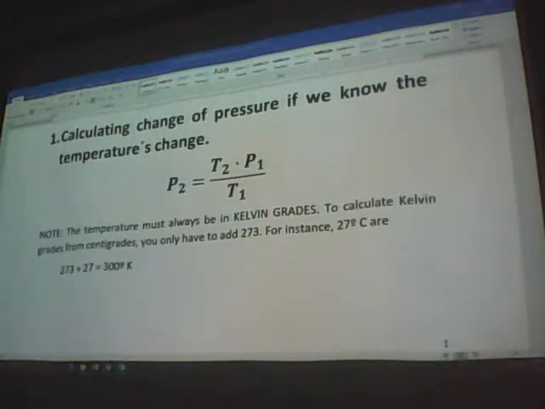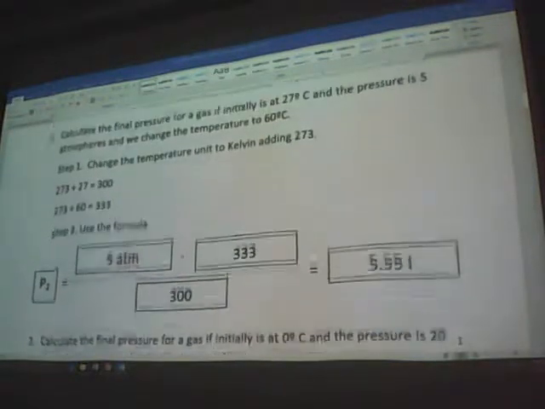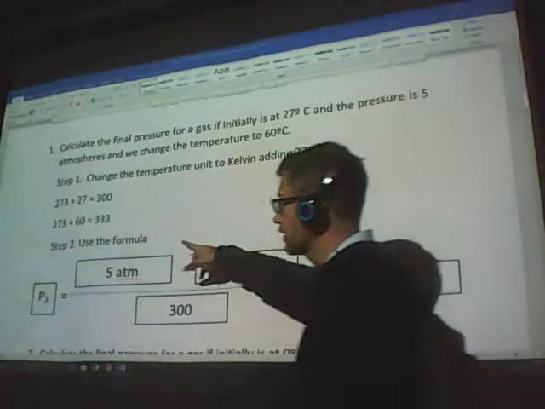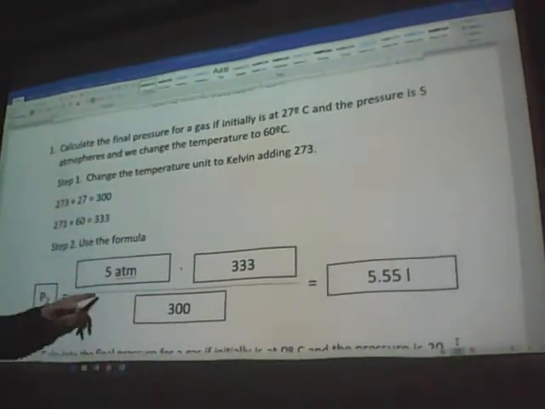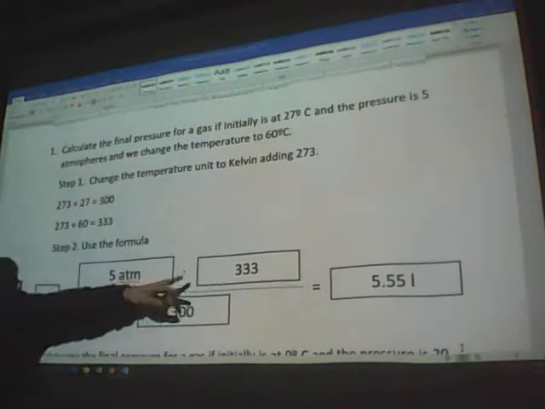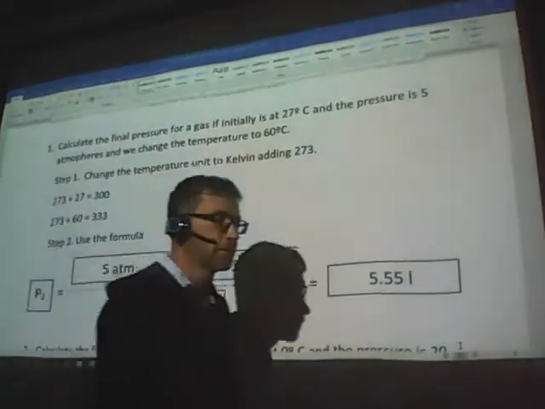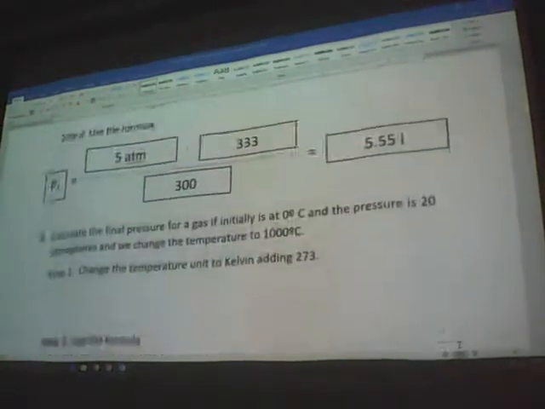You have to know that all the temperatures must be in Kelvin. To do that, you add 273, okay? Here you have one example. First, you add 273 to the temperature, and then you apply the formula. Initial pressure times final temperature divided by initial temperature, okay? Just use the calculator and you can do one of them.